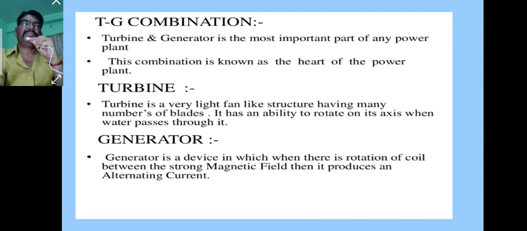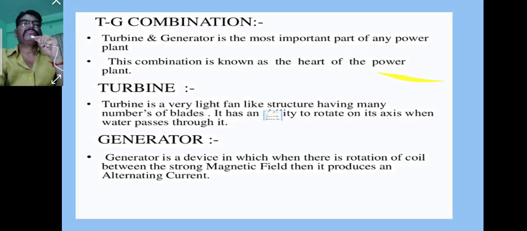Now what is a generator? Generator is a device in which, when there is a rotation of the coil between a strong magnetic field, it produces an alternating current.